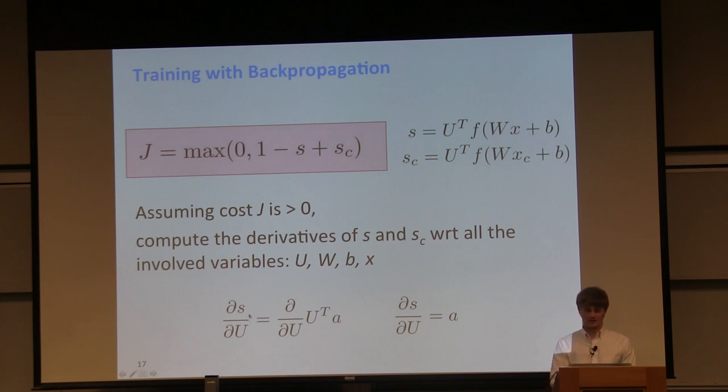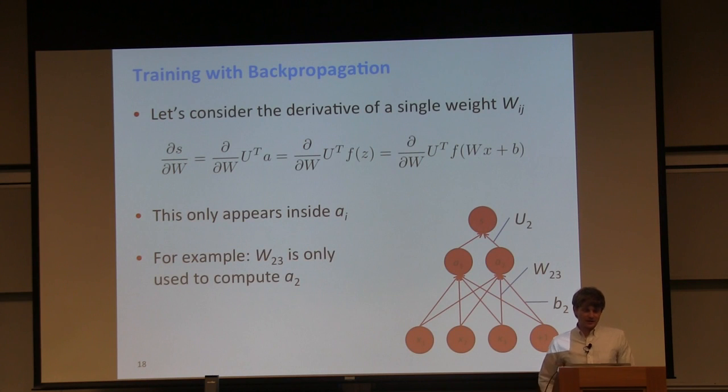So let's start with the first derivative of s with respect to U, our final scoring layer. Well, that was quite easy. It's just a simple inner product. In this case, a is just a fixed constant because there's no parameter inside that we're trying to compute the derivative for. So the derivative of s with respect to U is just a.